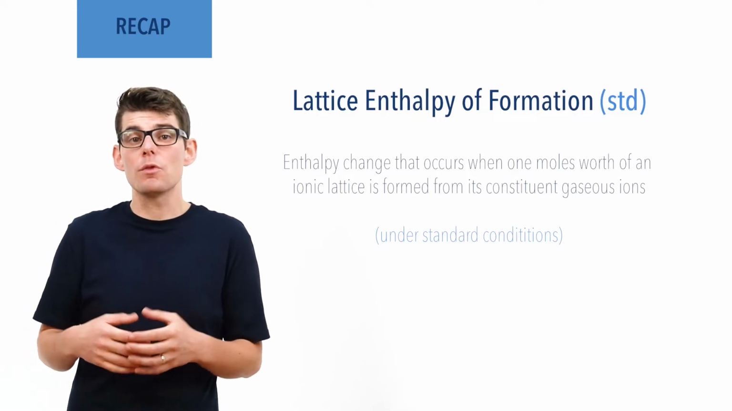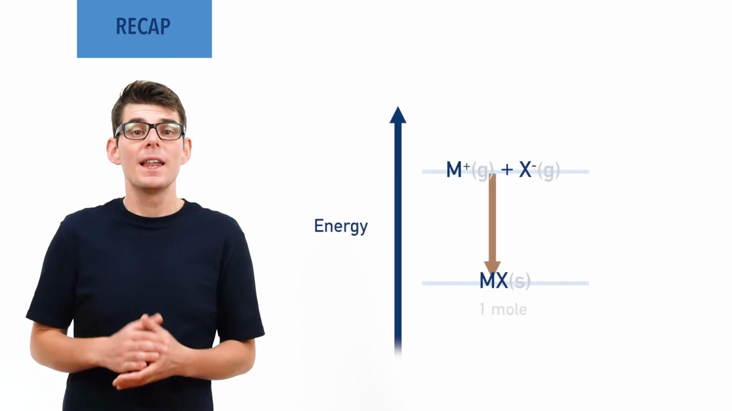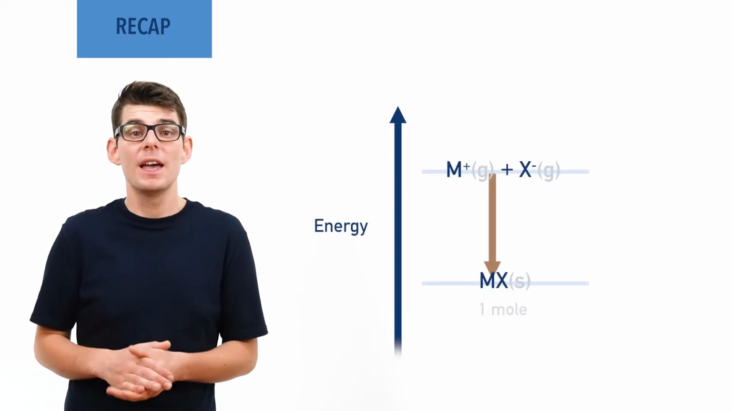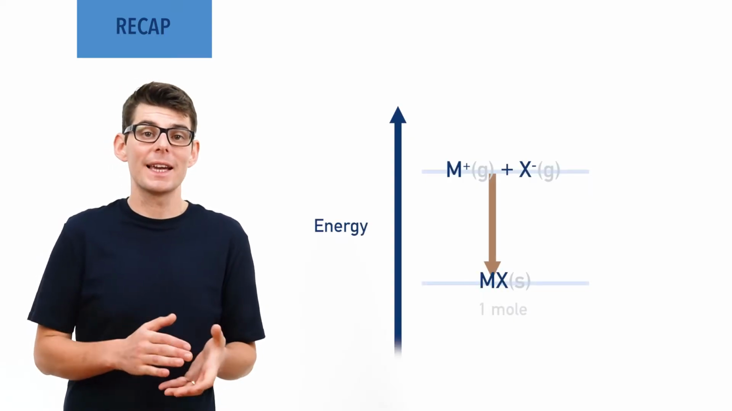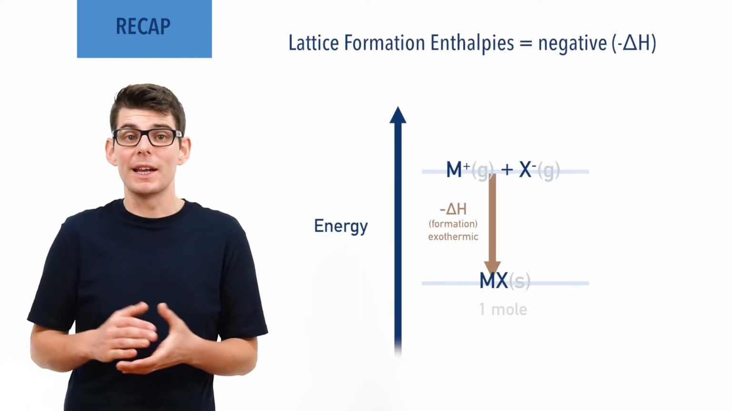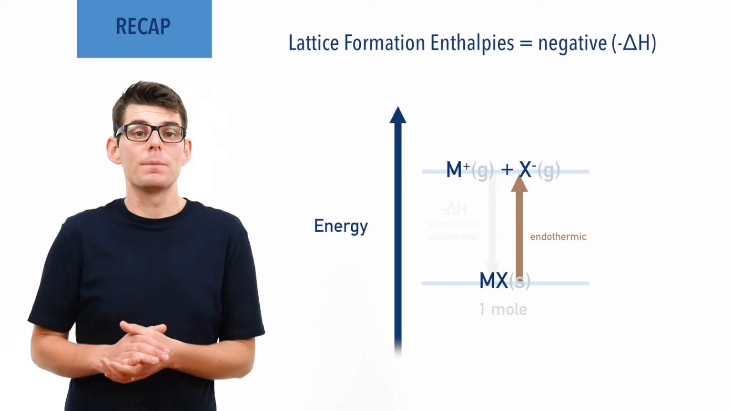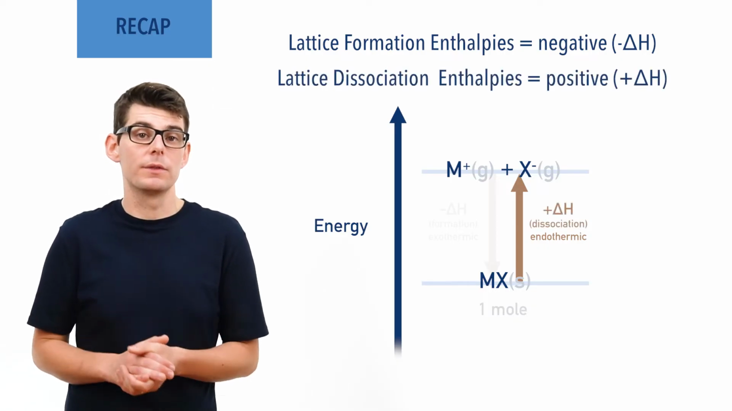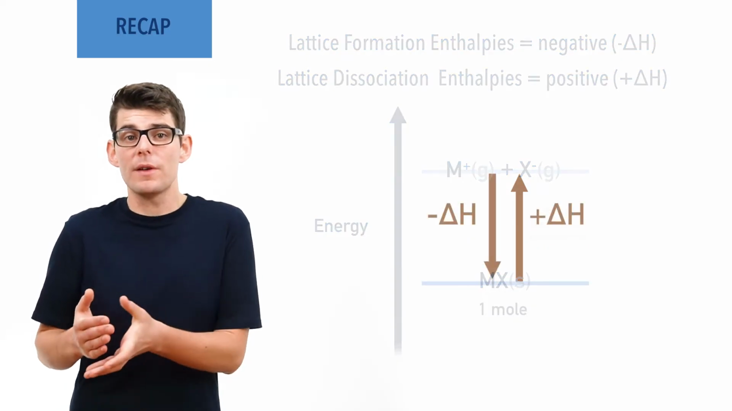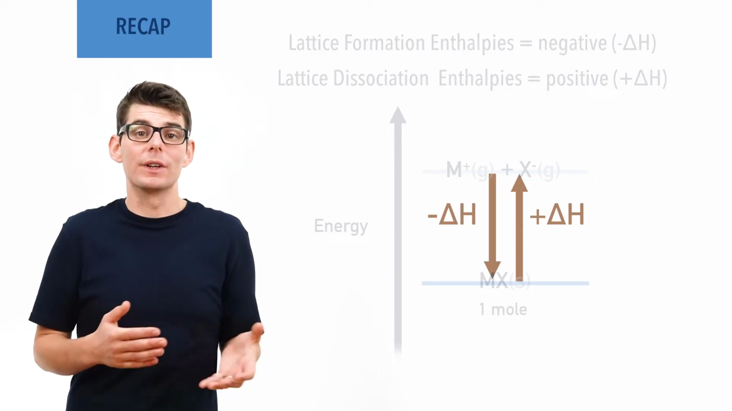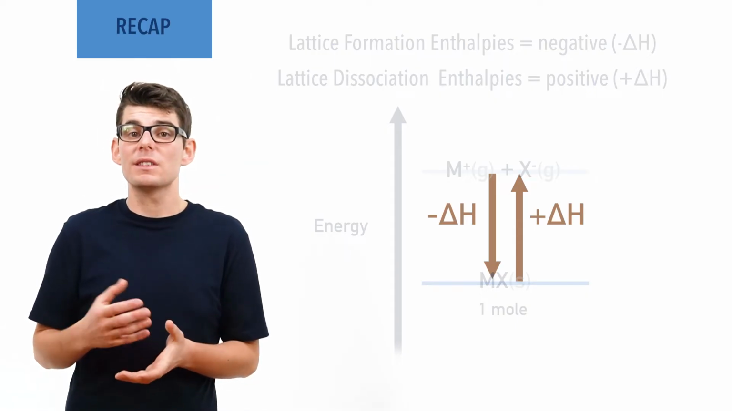As energy is always released when lattices form, lattice formation is exothermic and enthalpies of formation are negative. Breaking apart the lattice, called dissociation, is endothermic and lattice enthalpies of dissociation are positive. The value for both enthalpy changes is the same for a given lattice. The only difference is the positive and negative.